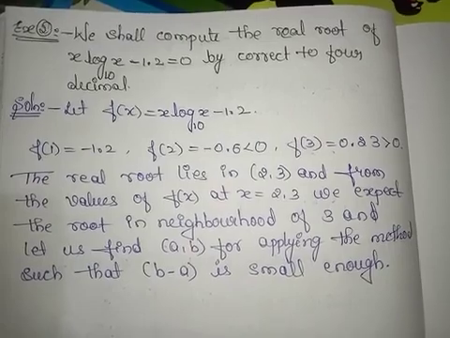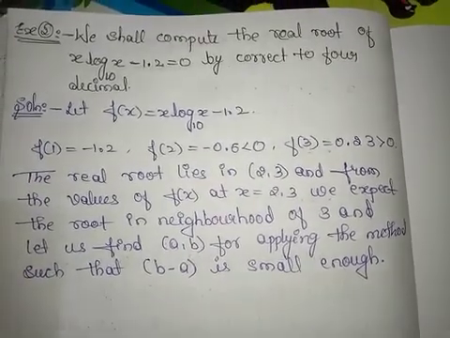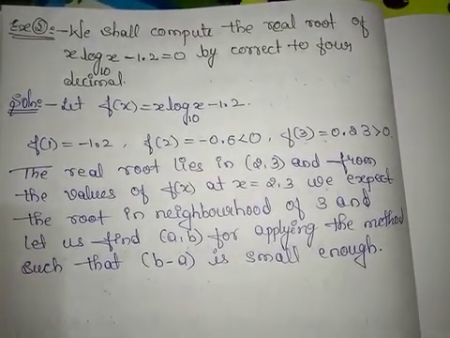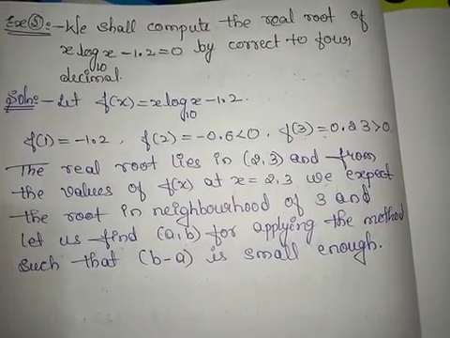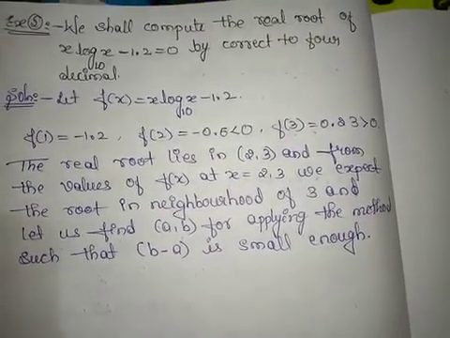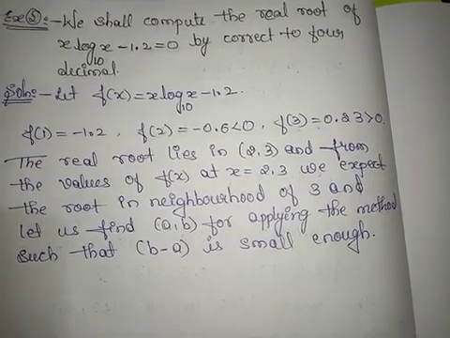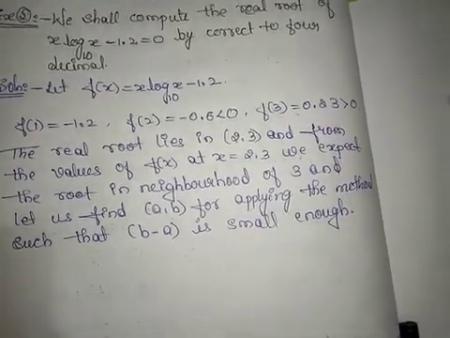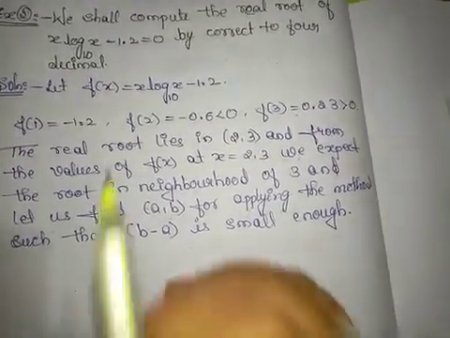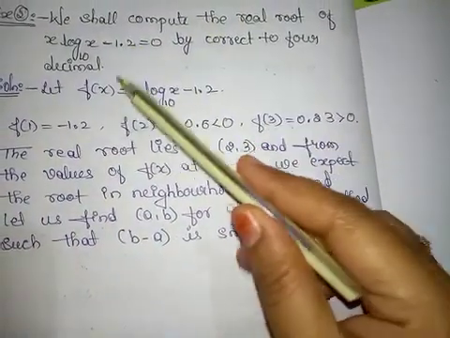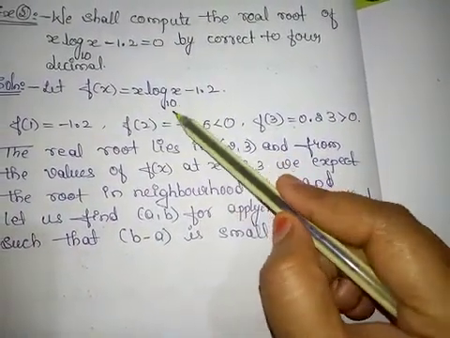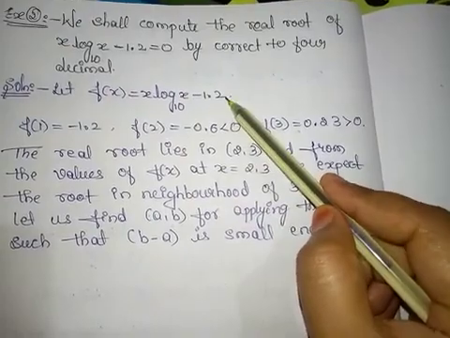Second example, we shall compute the real root of x log x to the base 10 minus 1.2 is equal to 0, correct to 4 decimal places. 4 decimals means 4 decimal places. The given function is f of x is equal to x log x to the base 10 minus 1.2.